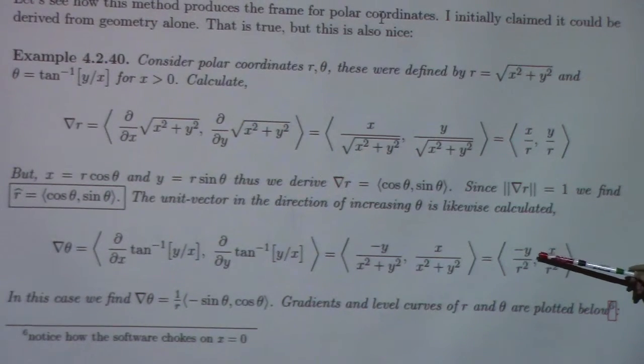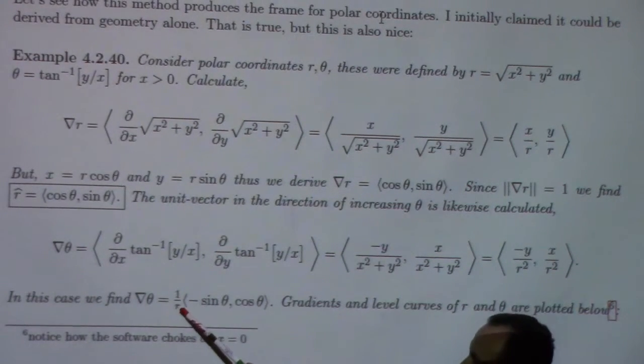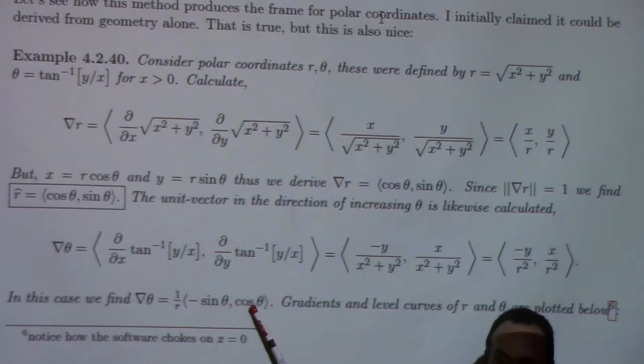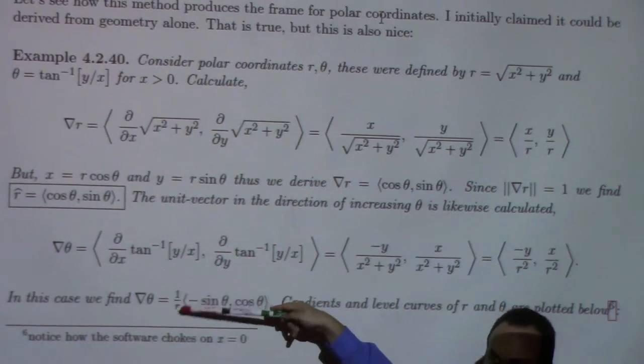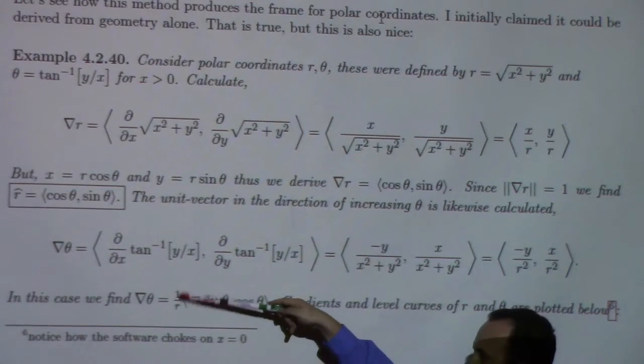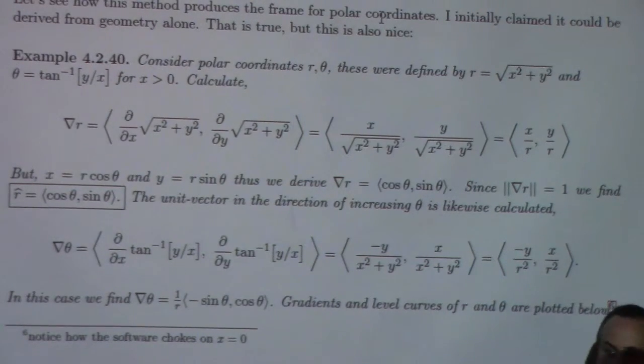Not a unit vector. In fact, this vector has length what? Well, you can factor out a 1 over r here, right? This is clearly a unit vector, sine, cosine. So you've got this extra scale factor out here, which is not desirable. So to get theta hat, just wipe that out. And that's what we wrote for theta hat earlier. As you can see, it's just the unit vector that points in the direction of increasing theta.